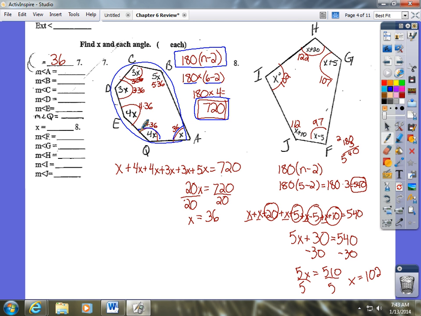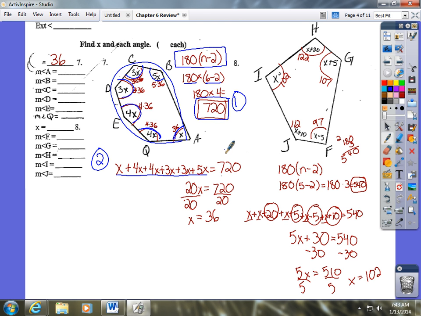Okay, so then my next step, this is the first step. My next step is to actually add them all. So I have x plus 4x plus 4x plus 3x plus 3x plus 5x. I've got them all listed here. I've added them all together, and they equal what number 1 equals.